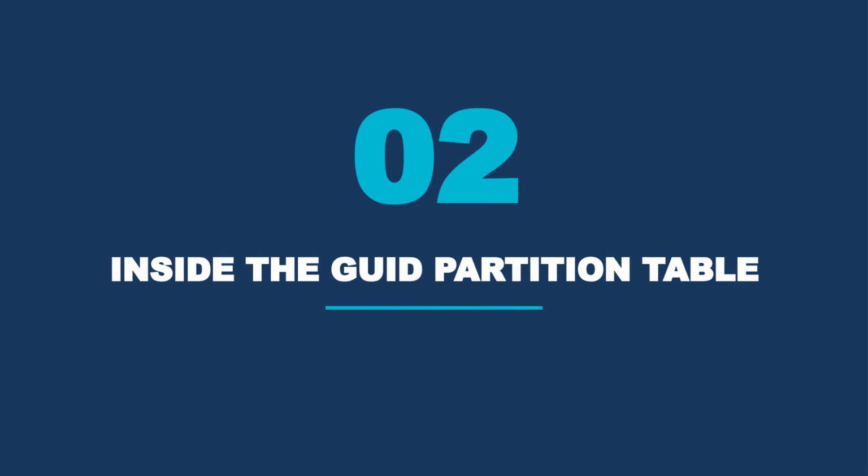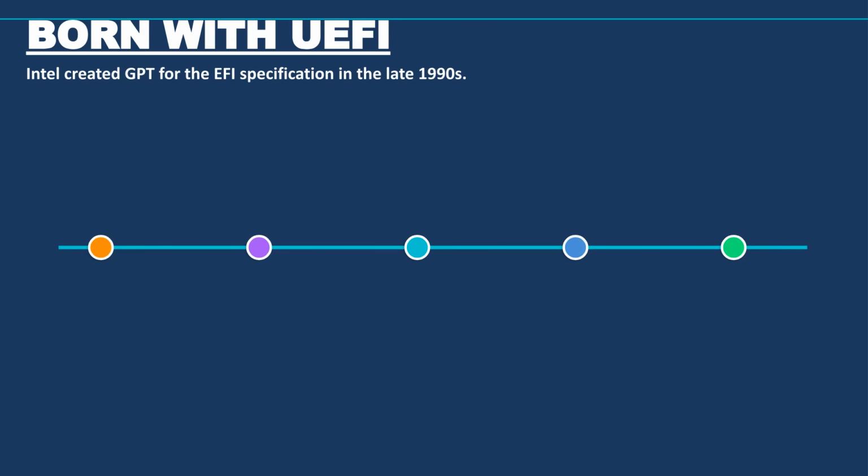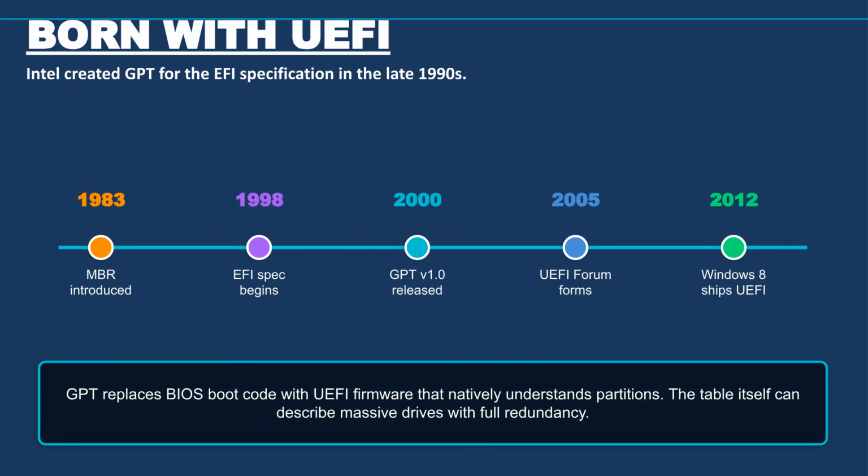Now, let's explore the GUID partition table, the modern UEFI era replacement for MBR. GPT was created by Intel for the EFI specification in the late 1990s. It replaces BIOS boot code with UEFI firmware that natively understands partitions. The table itself can describe massive drives with full redundancy.